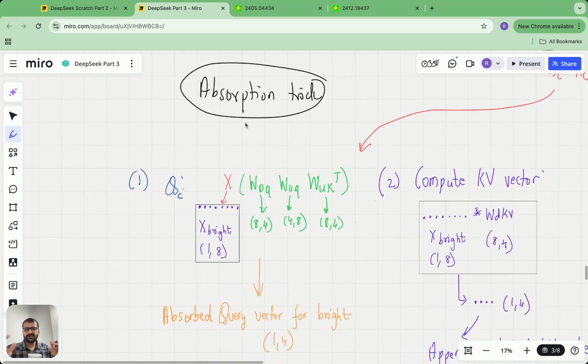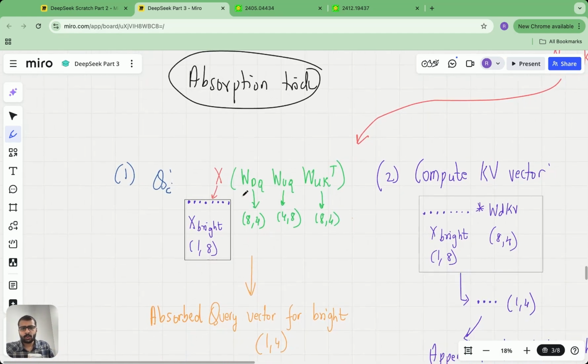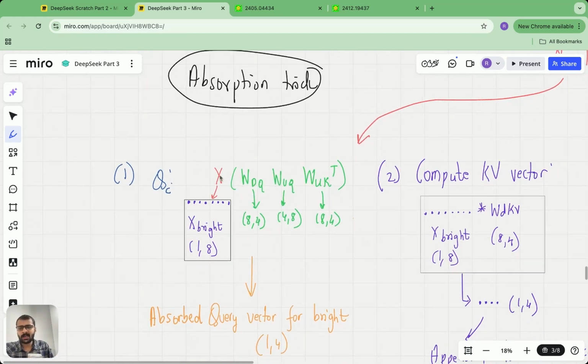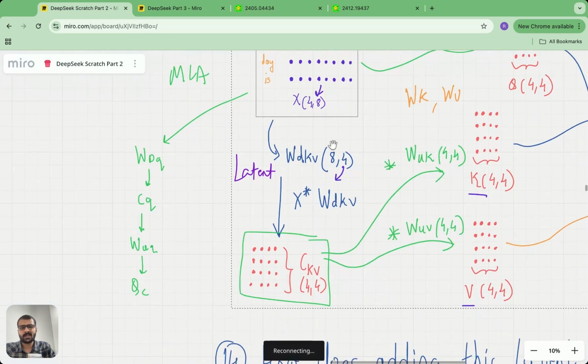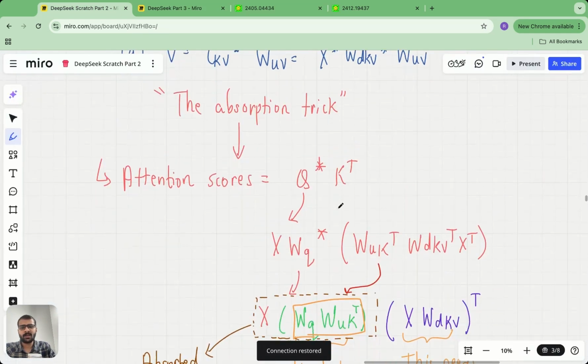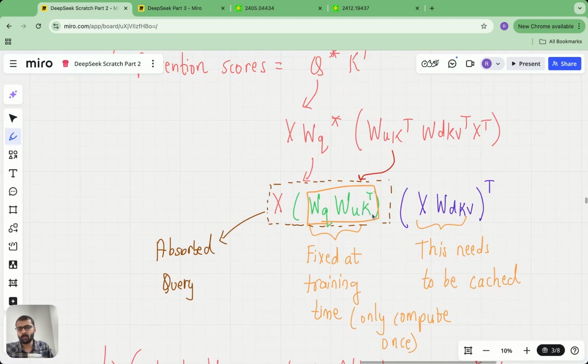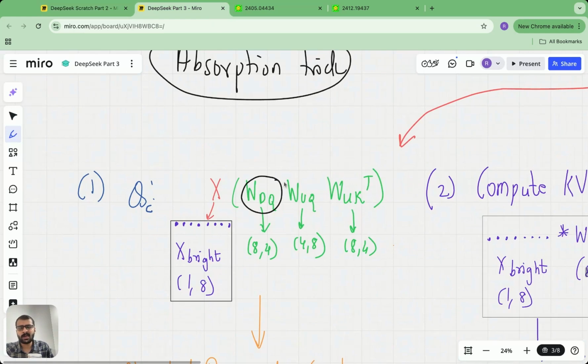So path number 1 proceeds in a very similar manner as our basic latent attention, but with the down projection and the up projection of the queries. Whenever a new token comes in, we first find its input embedding. Earlier, in the absorption trick, we had WQ into WUK transpose, but now WQ won't be there. Instead of WQ, we have WDQ and WUQ, the down projection and the up projection. These will be absorbed. In our previous implementation, this was just WQ.